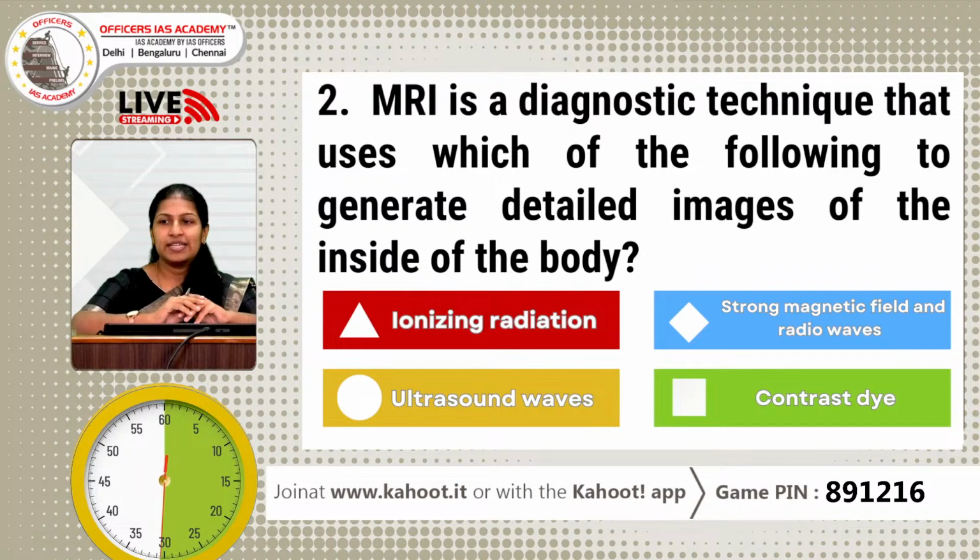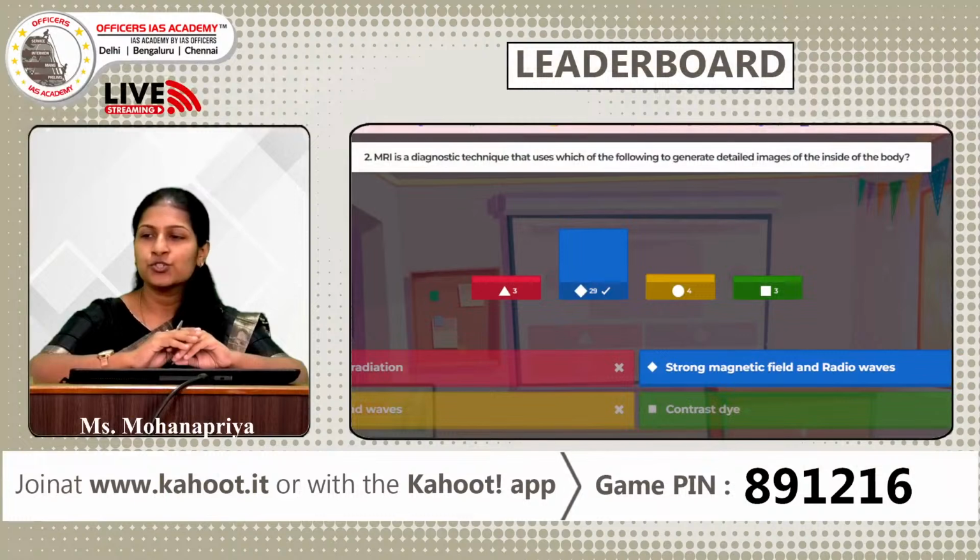Yes, so 15 seconds. So you have to be a little quick in order to gain the top positions. Come on, fast fingers is what is needed. So time is up, and here we have the answer. So the answer is strong magnetic field and radio waves.